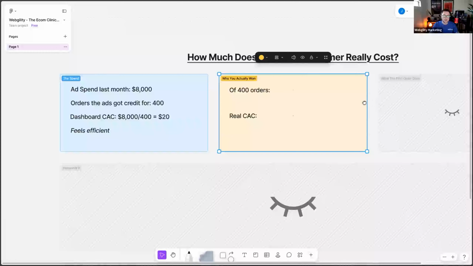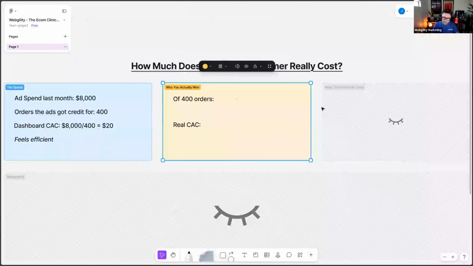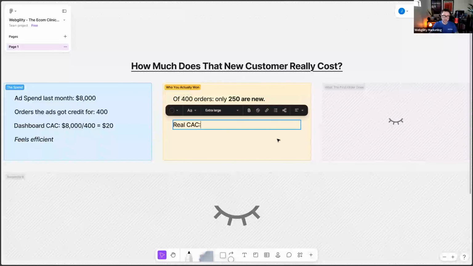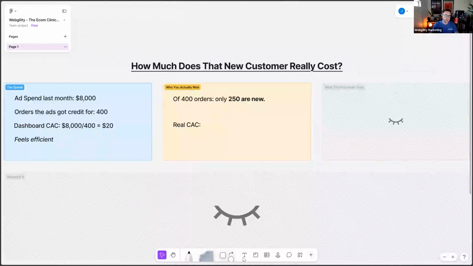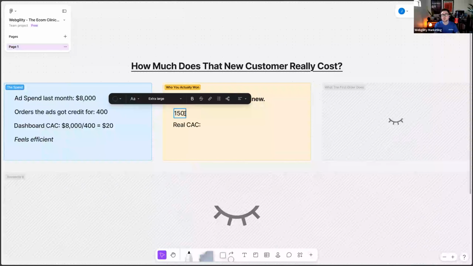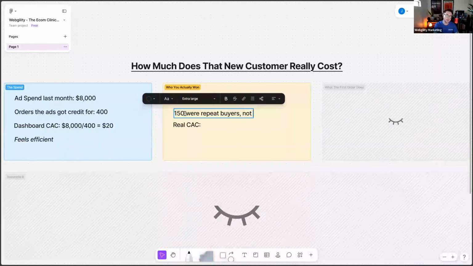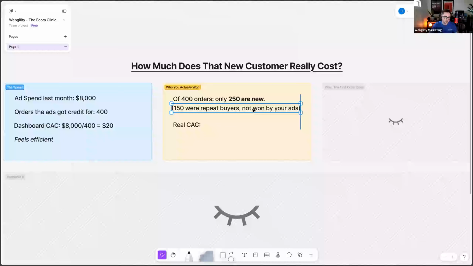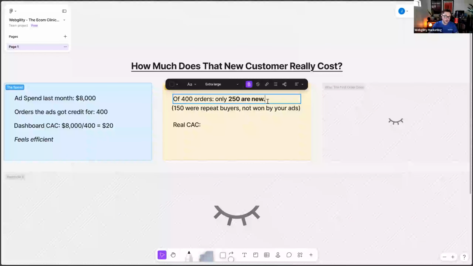So what you want to do is look at, of those 400 orders, how many of them were new customers? Only 250 of them are new. And what does that tell us? That tells us that 150 of them were repeat buyers, not won by your ads. That gives us an important caveat here. 250 of the 400 are the new customers.